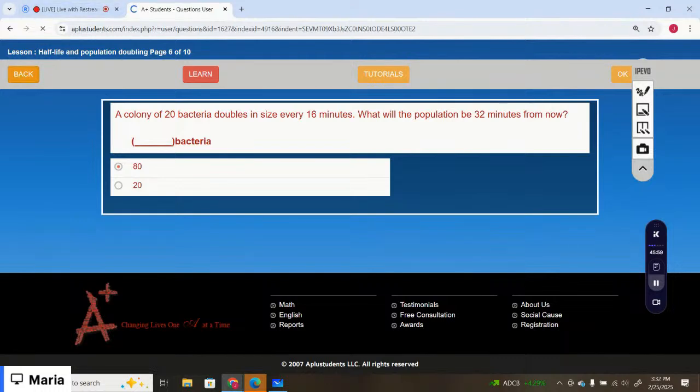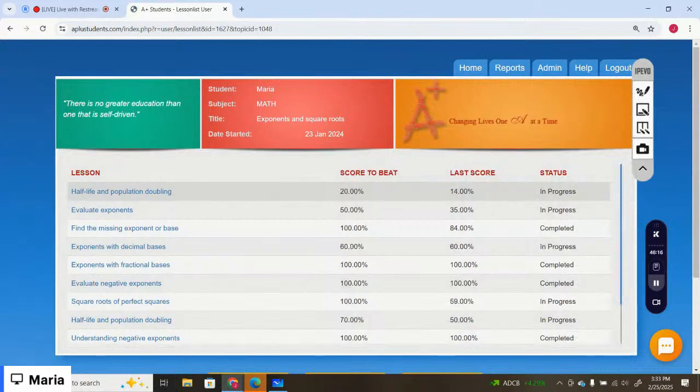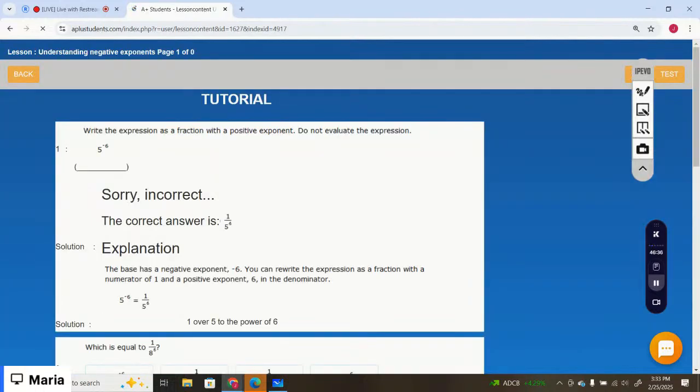Okay, you can complete it today. Let me just move on to the next lesson. The next lesson is understanding negative exponents.